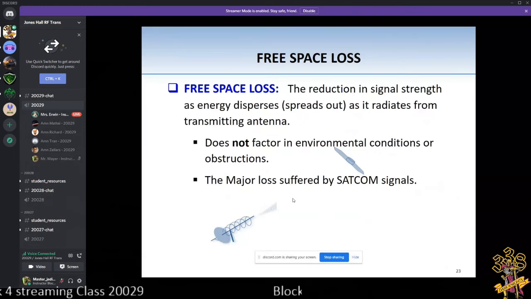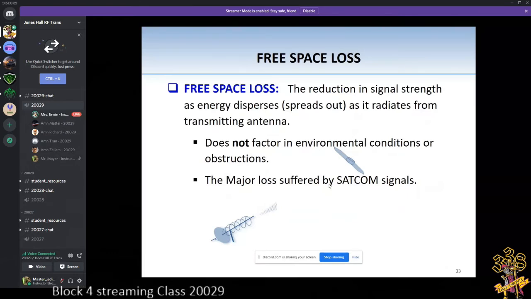Think of a flashlight. You turn on a flashlight, the light comes out of your flashlight and it starts to spread out. As it spreads out, it gets dimmer. Same thing here. The signal comes out of the antenna, it spreads out. As it spreads out, the amount of energy at any one spot is less.